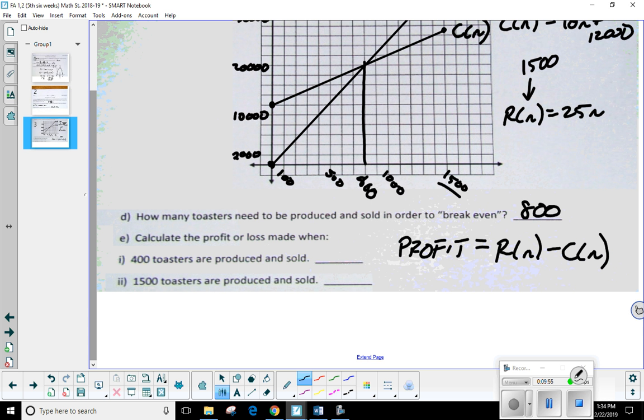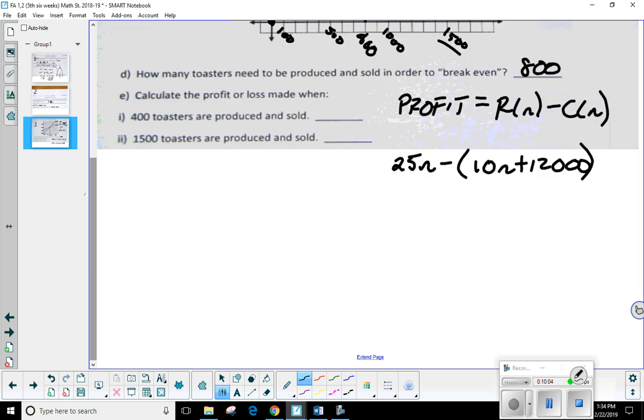All right, so let's see here. If I go ahead and take 25N and I subtract the 10N plus the 12,000. Oop, not 1,200. Okay. Well, in order to drop the parentheses, of course, I'm going to have to distribute that negative. So let's see, that's going to give me 15N minus 12,000. And see, that's more in line with what we're thinking, because if it's a loss, we would expect it to be negative, right? Okay. So now let's go ahead and plug in that 400.